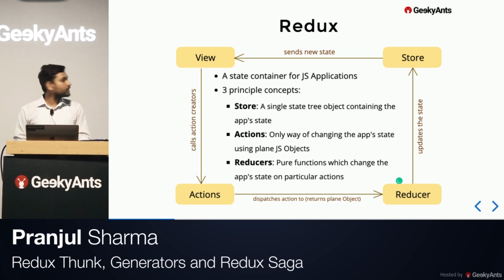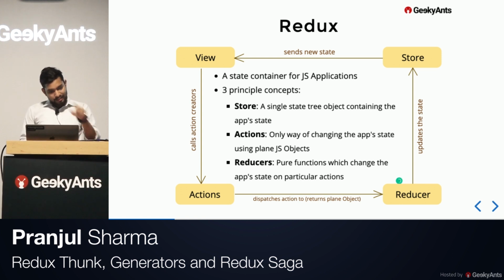Now this flow you can see in the diagram. The view calls the action creator, which dispatches an action in the form of a plain JS object, then it goes to the reducer. The reducer copies the previous state, then updates the new changes to it and returns it. So it is a new state each time it returns, and then it goes to the store, then the store sends the new state to the views.